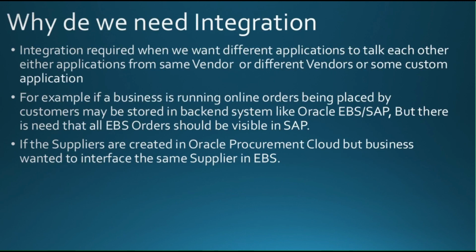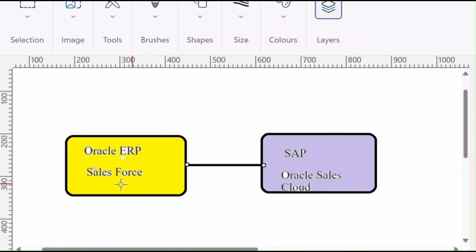So first we need to understand why we need integration. Integration is required when we want different applications to talk to each other, either applications from the same vendor, a different vendor, or some custom vendor. We are going to communicate data from one application to another application. So we need integration.